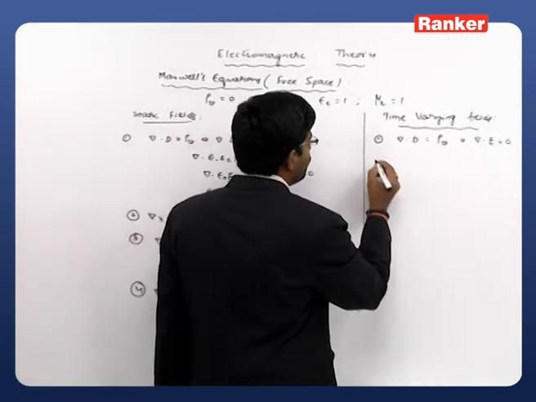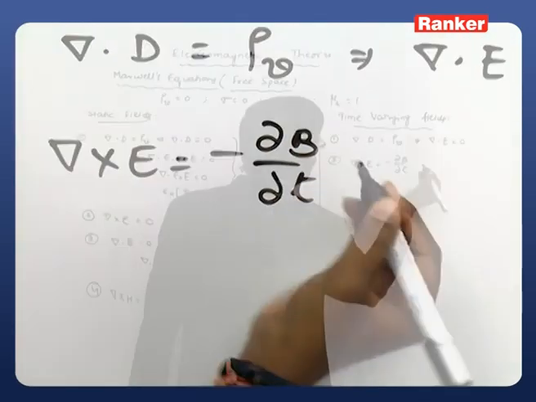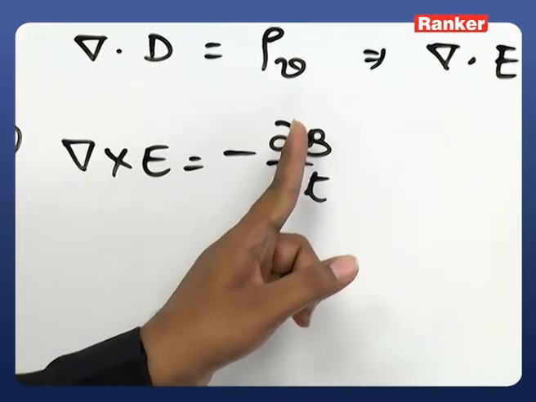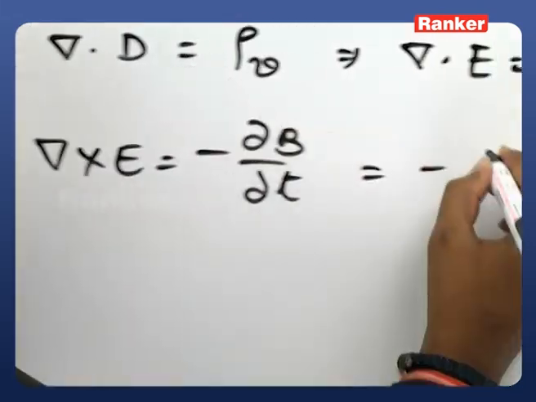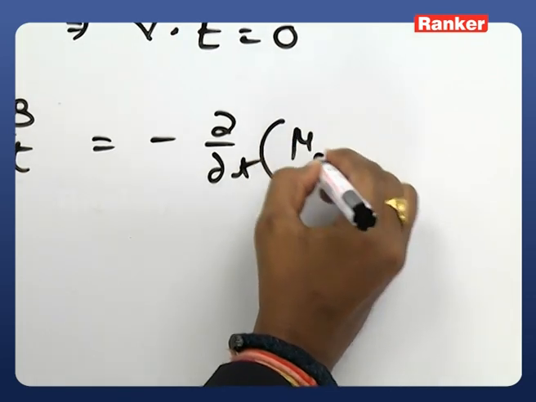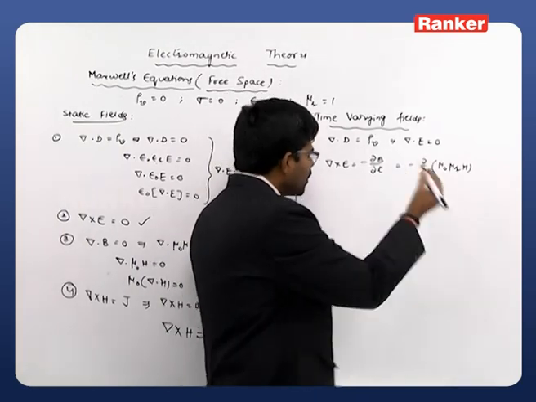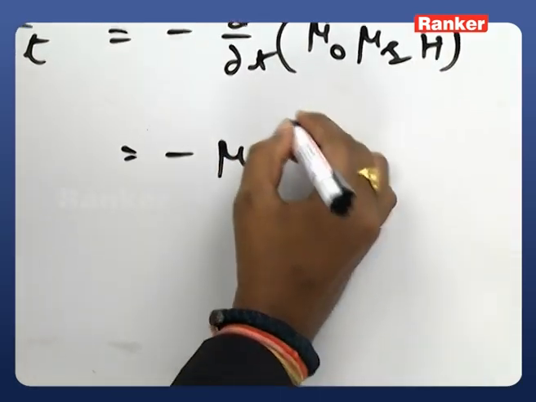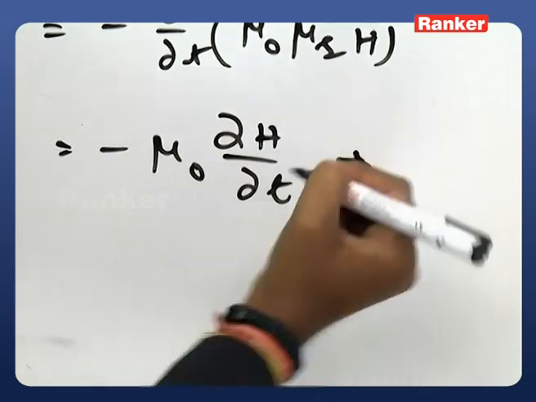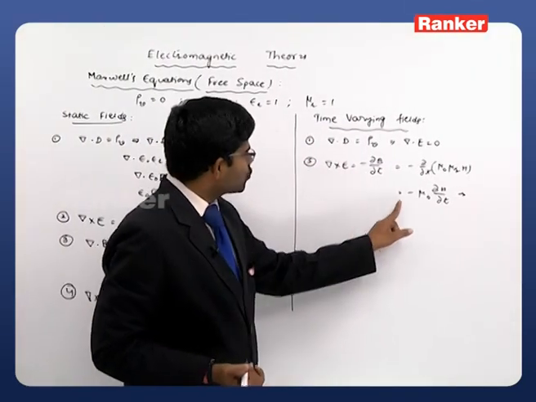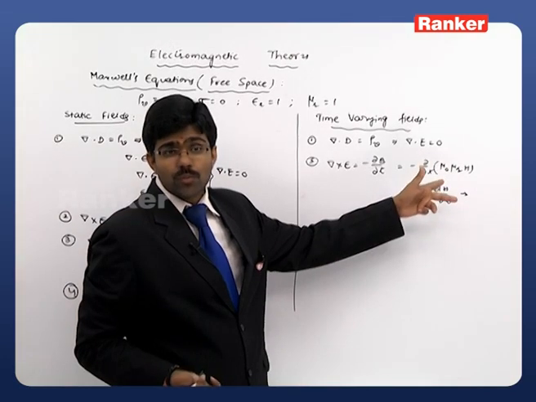Since we are considering a time varying field, it is del cross E is equal to minus dou B by dou T, right? For free space, this B can be replaced with mu naught mu r H, where mu r is equal to 1 and mu naught can be brought out. So it is minus mu naught dou H by dou T. This is the equation that we are supposed to remember. So simply del cross E is equal to minus mu naught dou H by dou T in free space. Just remember the equation, we are supposed to interpret this one.